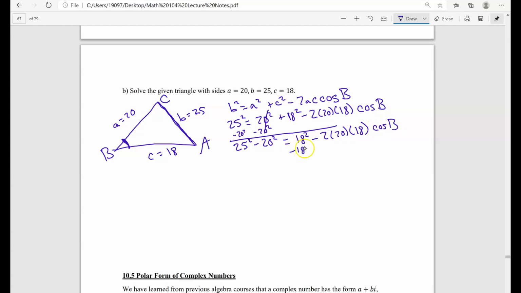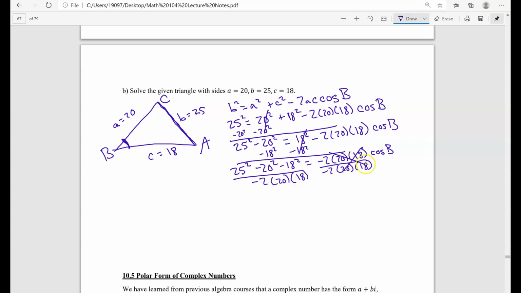Then I'm going to move this 18 squared also. So I'm going to have 25 squared minus 20 squared minus 18 squared equals negative 2 times 20 times 18 cosine of B. And then finally, we're just going to divide this over since they're being multiplied. I think this is a better strategy than trying to do it all at once. So cosine of B is equal to 25 squared minus 20 squared minus 18 squared over negative 2 times 20 times 18.